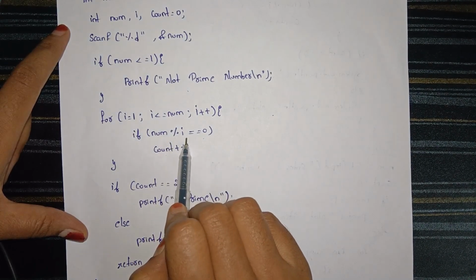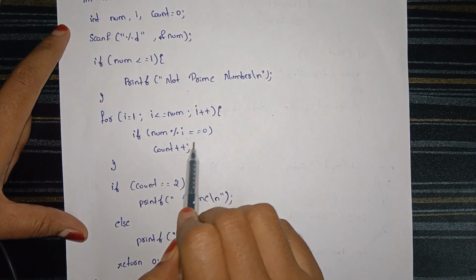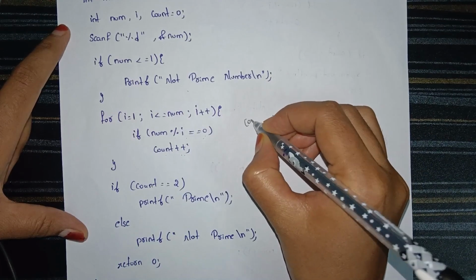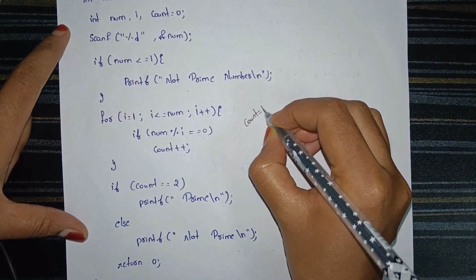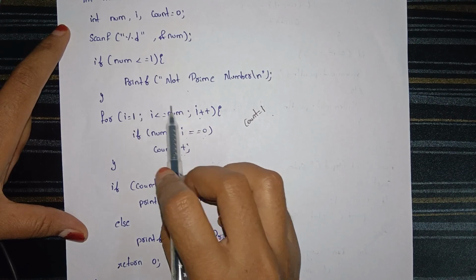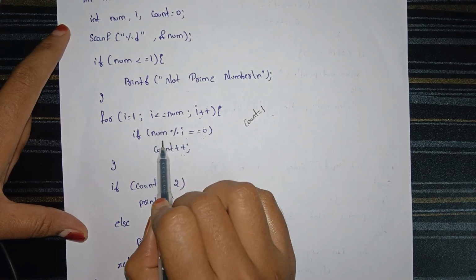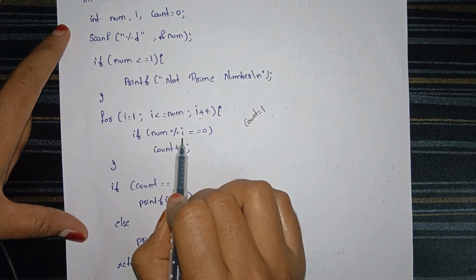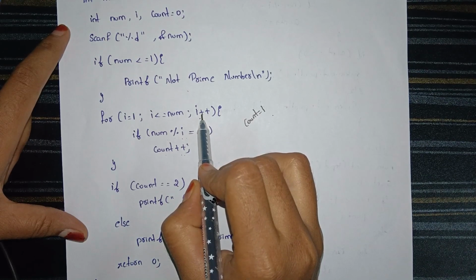7 % 1 is equal to 0? Yes, it is 0. So count will be incremented to 1. Next, again it will run. i++ means i will become 2 this time. 2 less than or equal to num? Yes. So 7 % 2? No. Again it will run, i++ becomes 3.